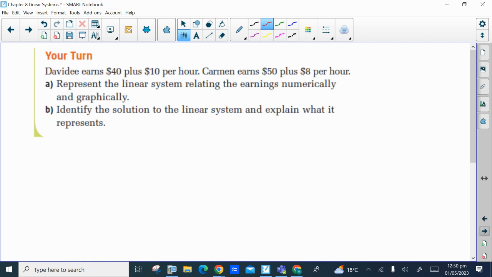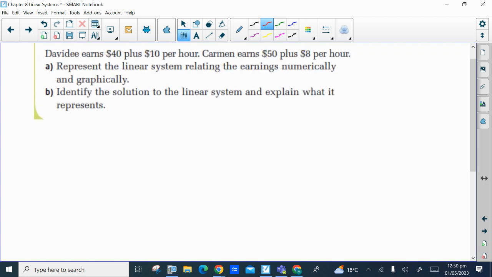So if we go on to this next example, David earns $40 plus $10 per hour. Carmen just earns $50 plus $8 per hour. We want to represent the linear system numerically and graphically, and then identify the solution and what it represents.